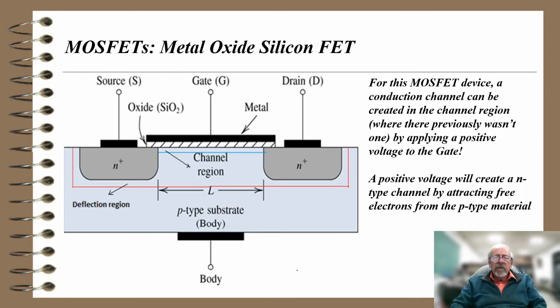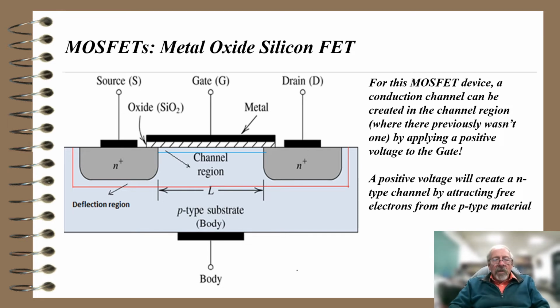Here's another type of field effect transistor, and you might notice I've talked about field effect transistors now. Bipolar junction transistors were around for a long time. Most of their activities have been taken over by FETs. This is called a MOSFET, which is a metal oxide silicon field effect transistor.